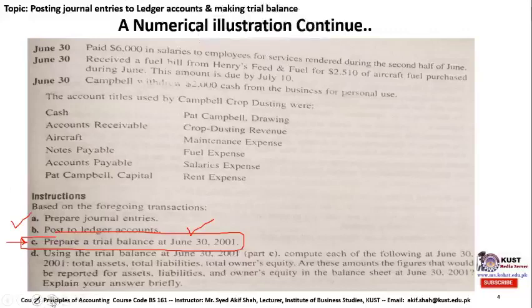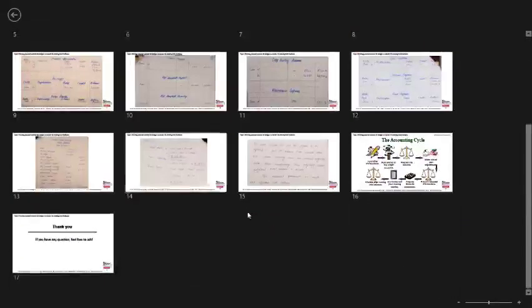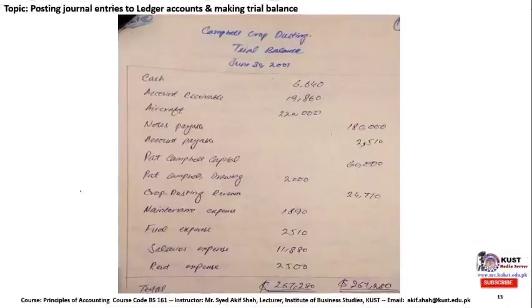Let's go to the third step, which is to make a trial balance. Here is part C, related to the trial balance and how to make it. First of all, you have to mention the company's name at the top, which is Campbell Crop Dusting. In the second line, you mention the trial balance. And in the third line, you mention the specific date, which is June 30th, 2001, because the question asked you to make the trial balance on this specific date.